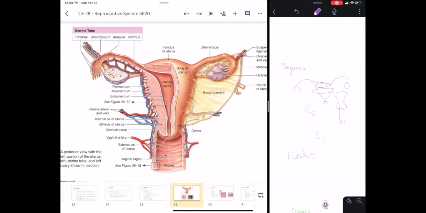So myometrium is that muscular layer, myo meaning muscle, endo meaning within, so this is the inner layer, and then perimetrium, peri meaning surrounding. So those are our 3 layers. We'll talk about those.